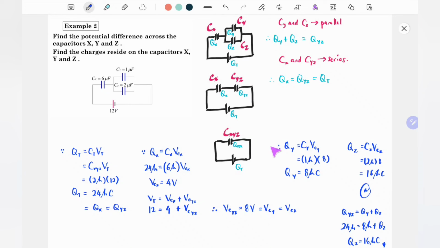Or remember, QY plus QZ equals QYZ, which equals QX. We may use this equation too, where QYZ equals QY plus QZ, and QYZ equals QX, which is 24 from before. QX also 24 equals Q total, because they are arranged in series. Then QY calculated before is 8 microcoulomb, so that you will get QZ.